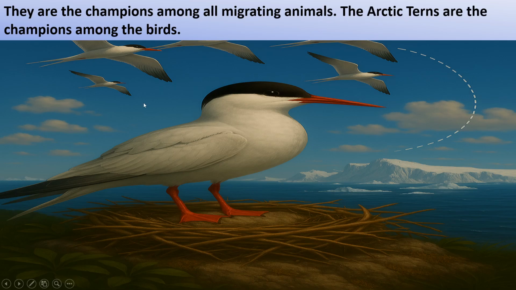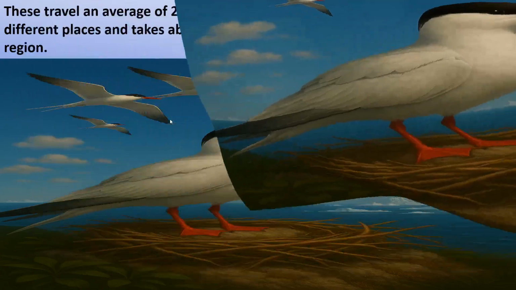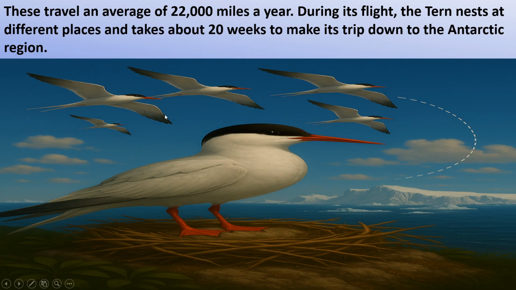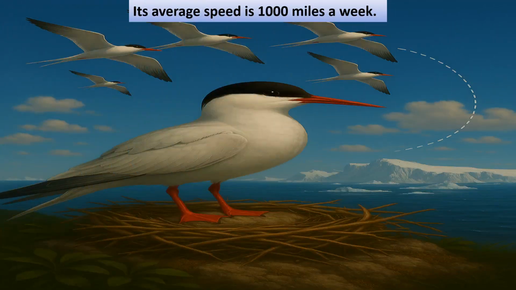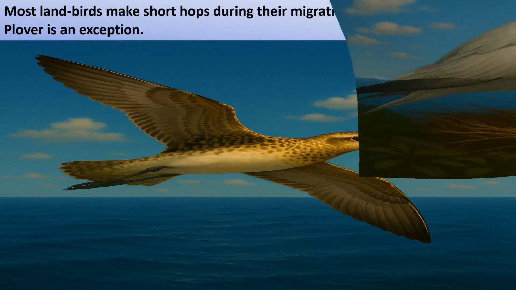The Arctic terns are the champions among the birds. These travel an average of 22,000 miles a year during its flight. The tern nests at different places and takes about 20 weeks to make its trip down to the Antarctic region. Its average speed is 1,000 miles a week.